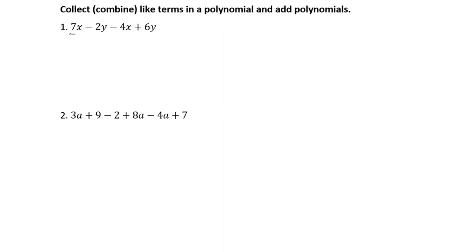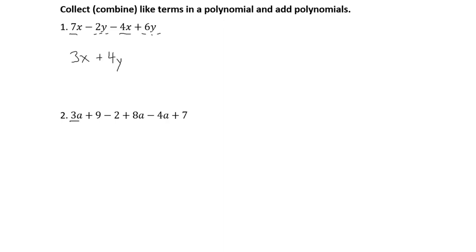So what we're going to do is look here and look at our x's. So we have x's and we have y's. I like to underline them so I can tell them apart. So I have 7x minus 4x, which gives you 3x. A negative 2y and a 6y, or 6y minus 2, gives you a positive 4y. Now we cannot combine x's and y's because those are different variables. All right, let's look at our next one.